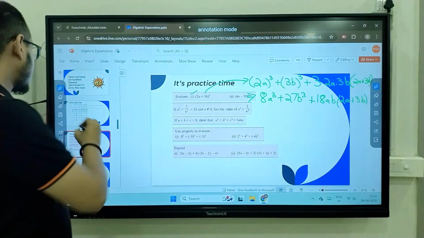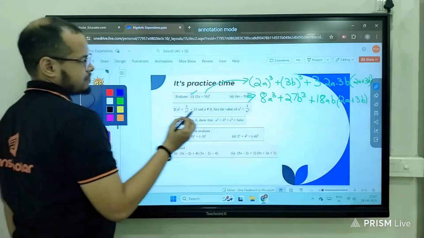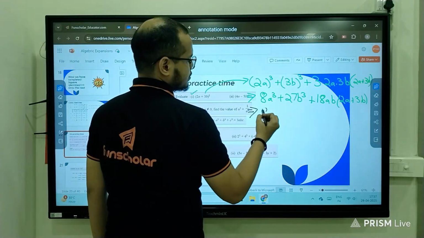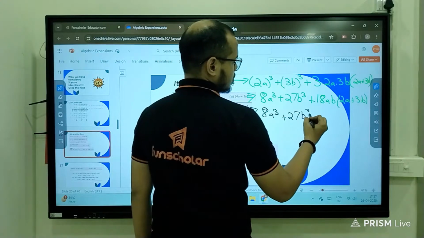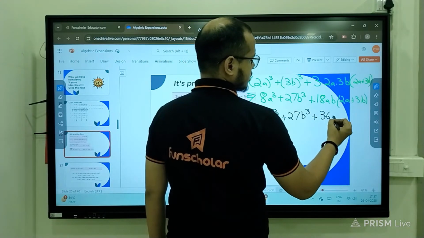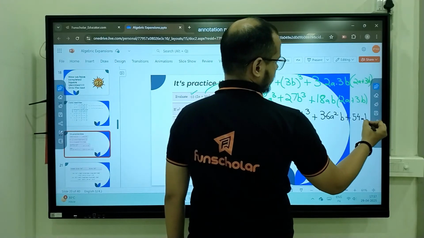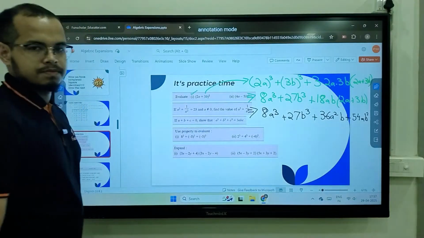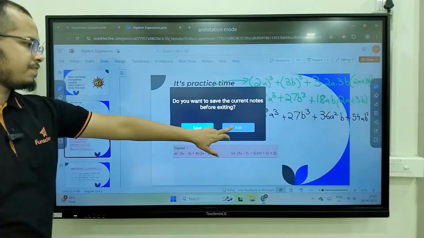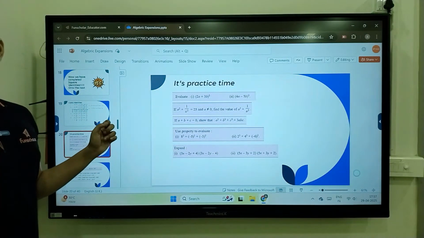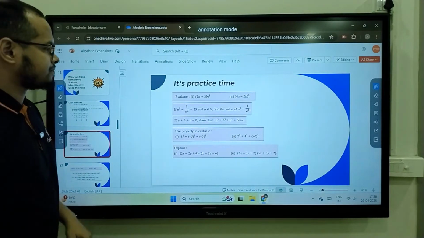Let me change the color of the pen. Let me change it to black. So it will be 8a cube plus 27b cube plus 36a square b plus 54ab square. That is the answer. So we have done the first one. Now the second one is very similar to that. Let us do the second one now.